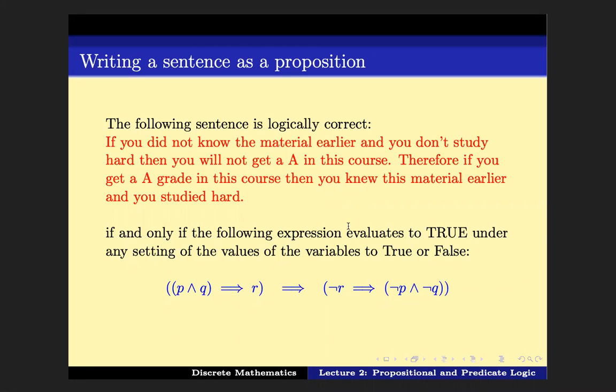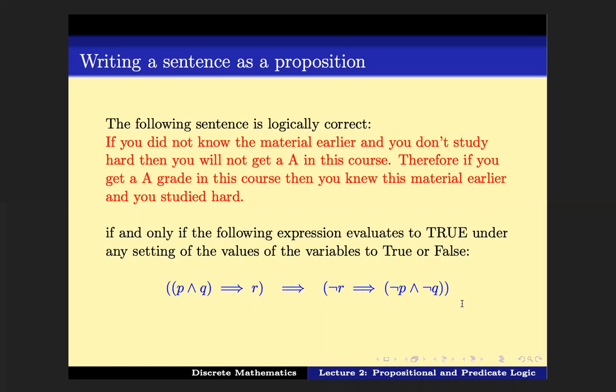Sir, the theorem part, what you said, can you repeat that? Okay, so if this sentence is true, what does it mean? It means that for any P, Q, and R, this thing evaluates to true. I'll soon show it here. In that case, this whole thing becomes a universally true statement, and we can call this a theorem.